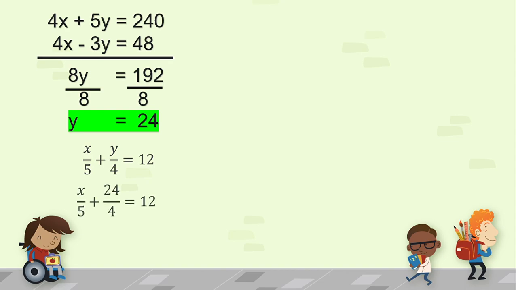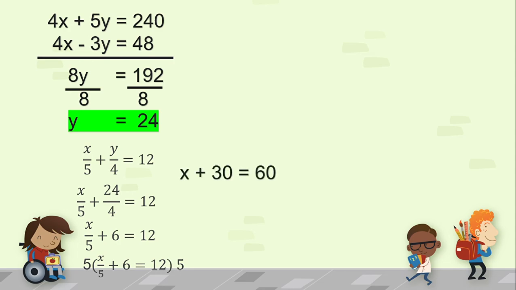Now, let's substitute the value. So 24, we can simplify 24 divided by 4 by 6. So we will have x over 5 plus 6 is equal to 12. And after that, let's multiply both sides of the equation by 5, because that is the LCD of the fractions. So 5x divided by 5, we will have 1x, or x, and then 5 times 6 is 30, and 12 times 5 is equal to 60.